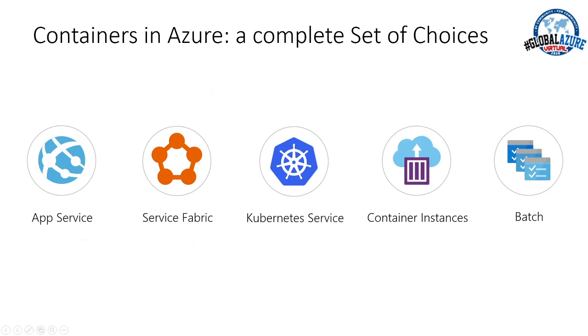In Microsoft Azure, we can find a complete set of choices here. We can find many platform as a services. For example, we have app services. Here we talk about Service Fabric. This is our session. Kubernetes services, it's the orchestrator, container instance, and batches.